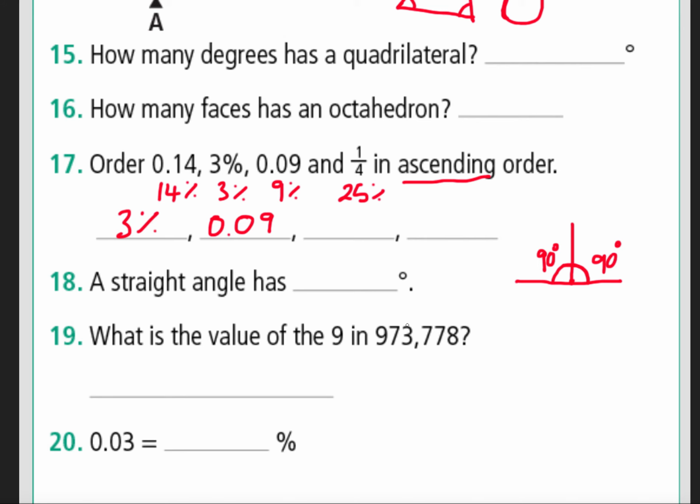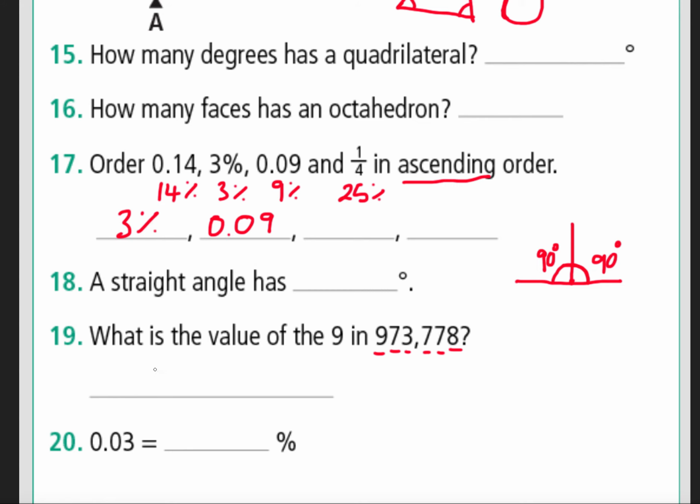Number 19, what is the value of 9 in this? So it's not in the units, tens, hundreds, thousands or 10,000s. It's in the 100,000s place. So there's 9 of them and each of them was worth 100,000. So it's going to be worth 900,000.